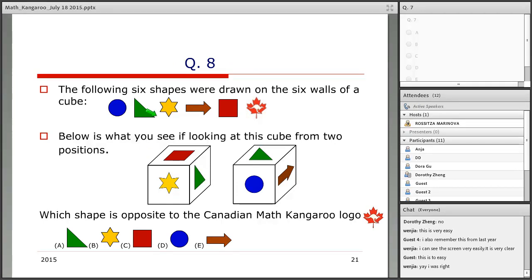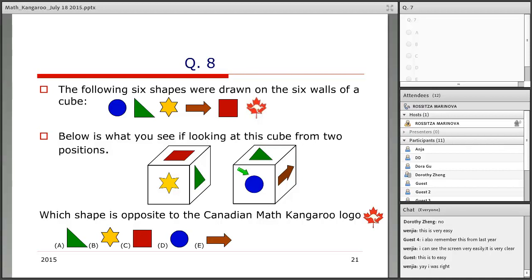The following 6 shapes were drawn on the 6 walls of a cube. Now, you know that a cube has got 6 sides. So there are these 6 shapes over here, and these 6 shapes were drawn on the 6 walls of the cube. Now, below is what you see if looking at this cube from 2 positions. So this is a cube. Both of these cubes are, of course, same, but they are shown with 2 different positions.